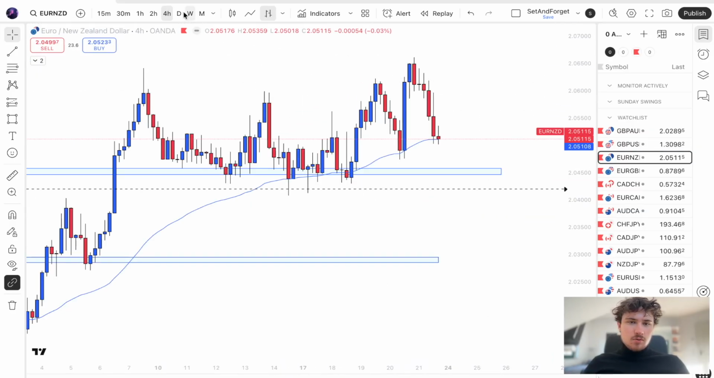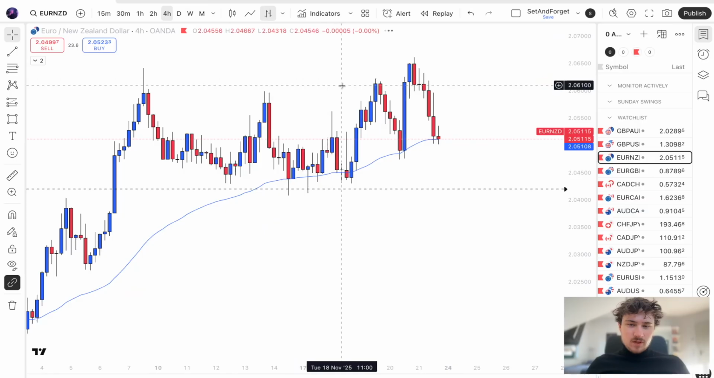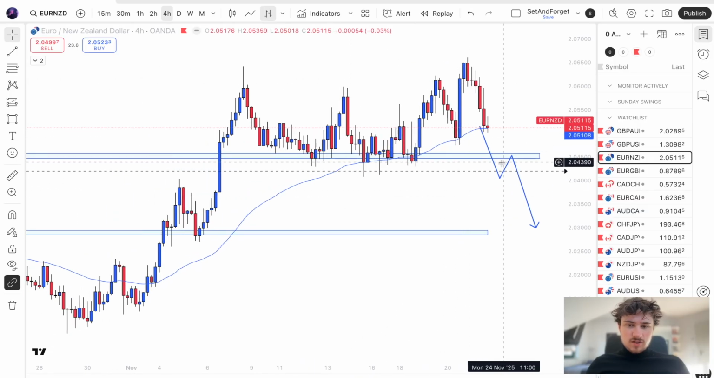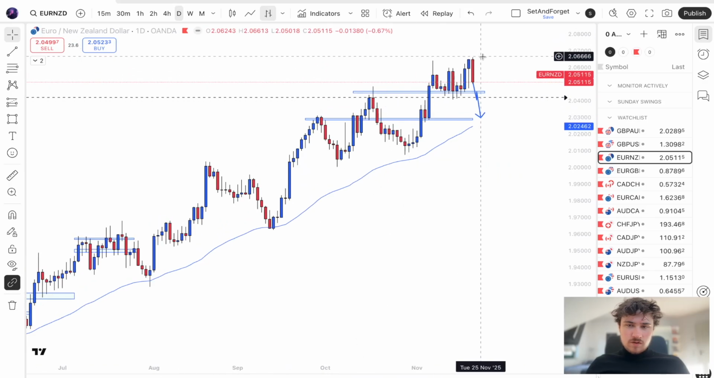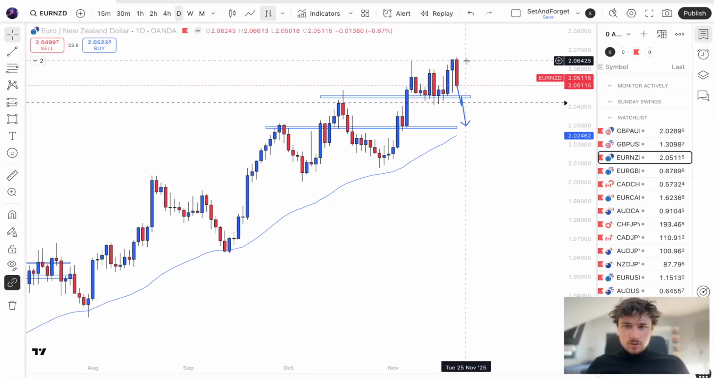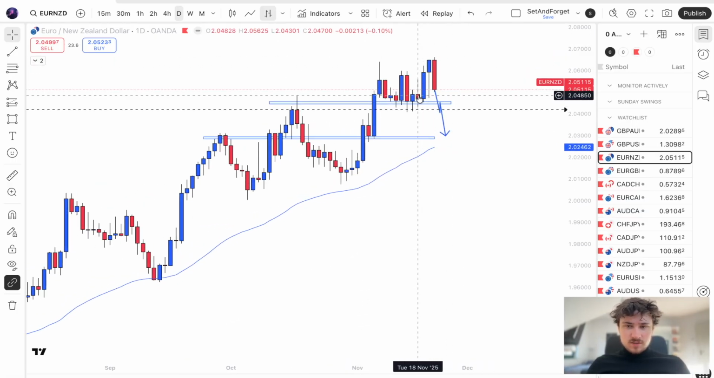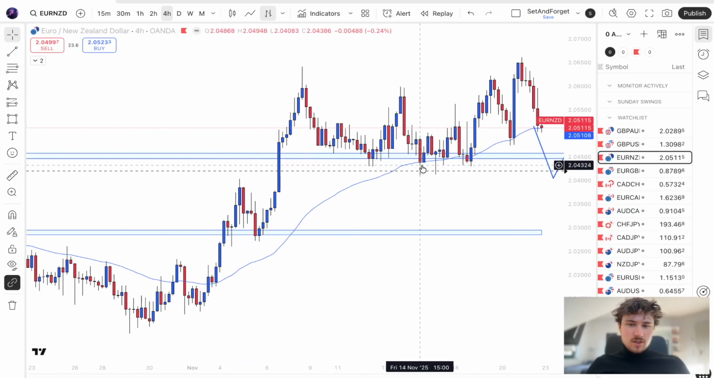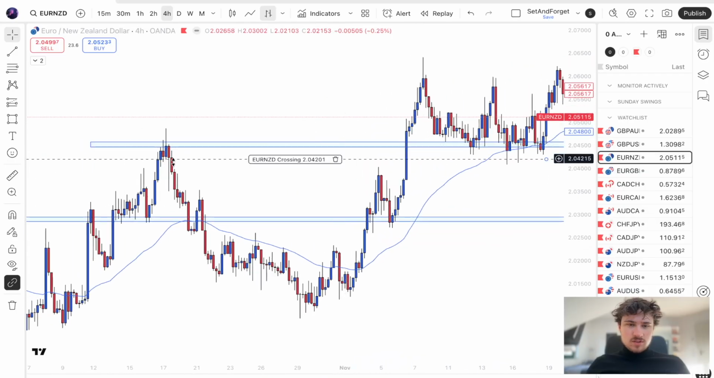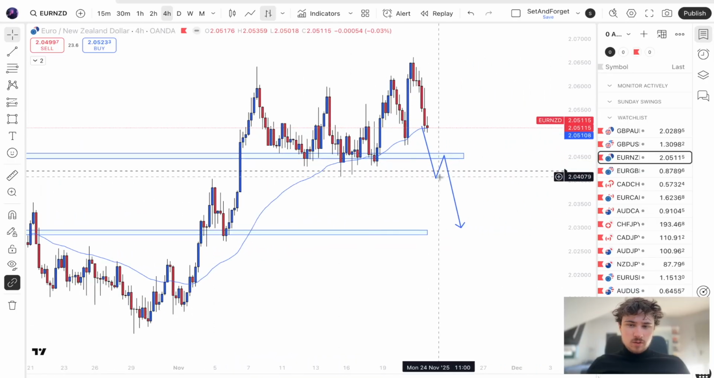Euro NZD, I'm waiting for a break below, retest, and then the move to the downside. We have this bearish engulfing on the daily. It didn't fill this candle, which is sad because then it would have been a nice evening star. Nonetheless, I think it looks great. So this is our area of interest. Move below this area of interest, retest, and then the move to the downside.